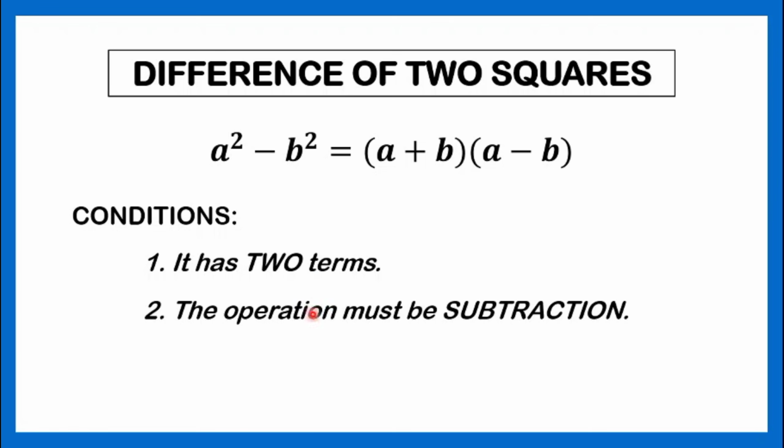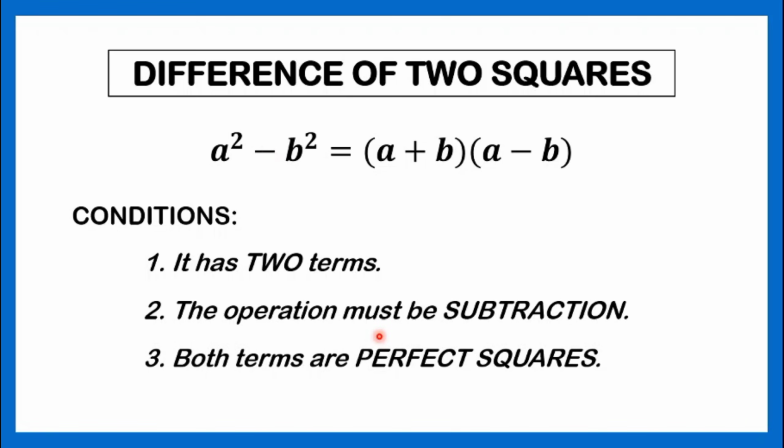Next, the operation must be subtraction. So, nasa pangalan ulit, difference. Difference. Ibig sabihin, subtraction dapat yung given. So, minus dapat ito. Ganon. Then last, perfect squares dapat yung given na first term and second term. So, you'll know later kung anong ibig sabihin ng perfect squares dito. And paano malalaman kung ang variable ay perfect square or hindi.